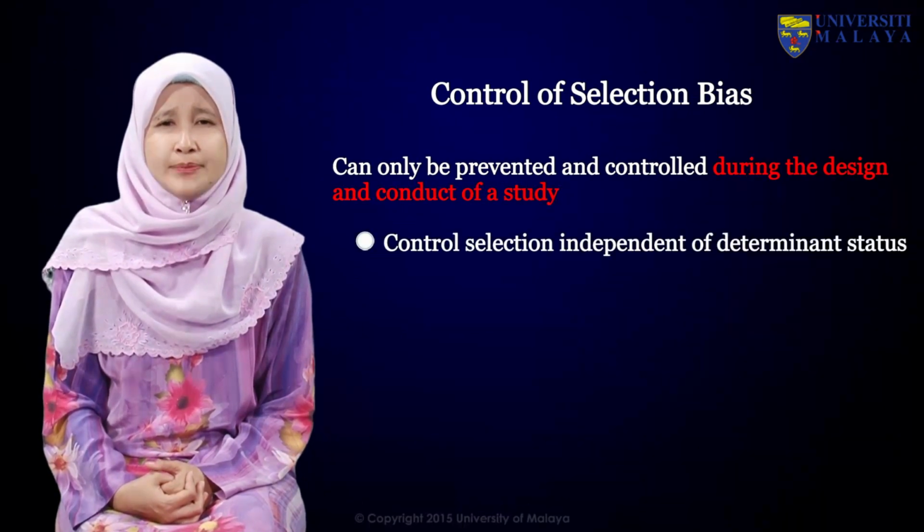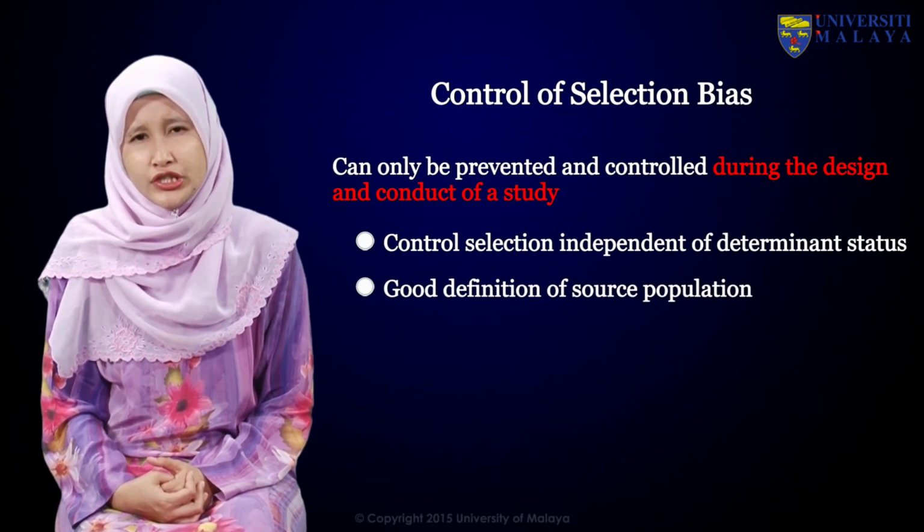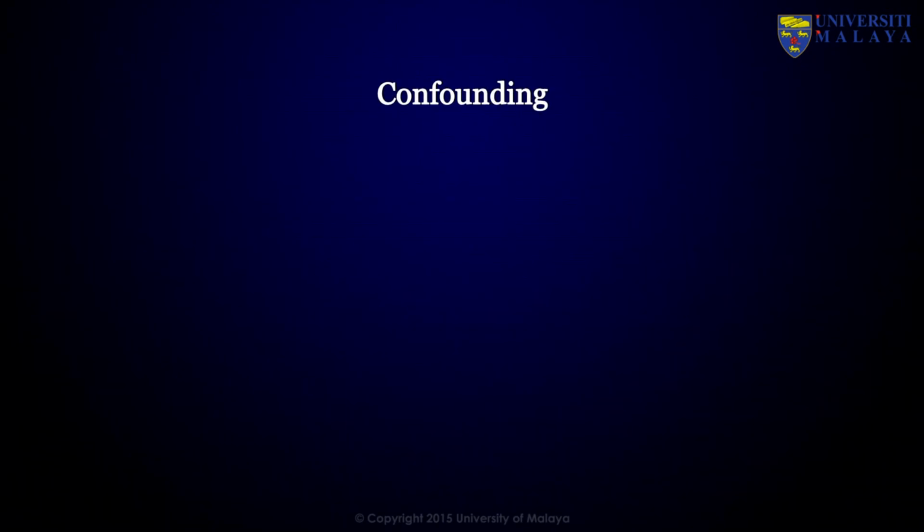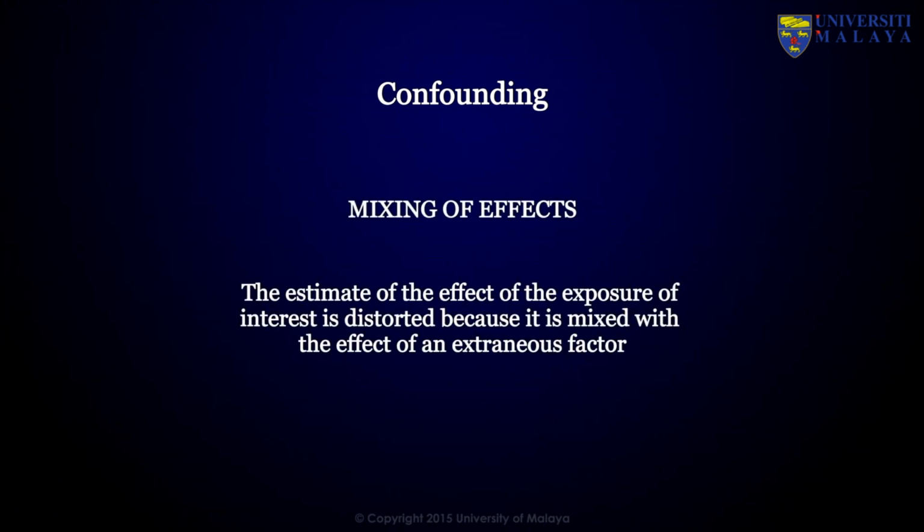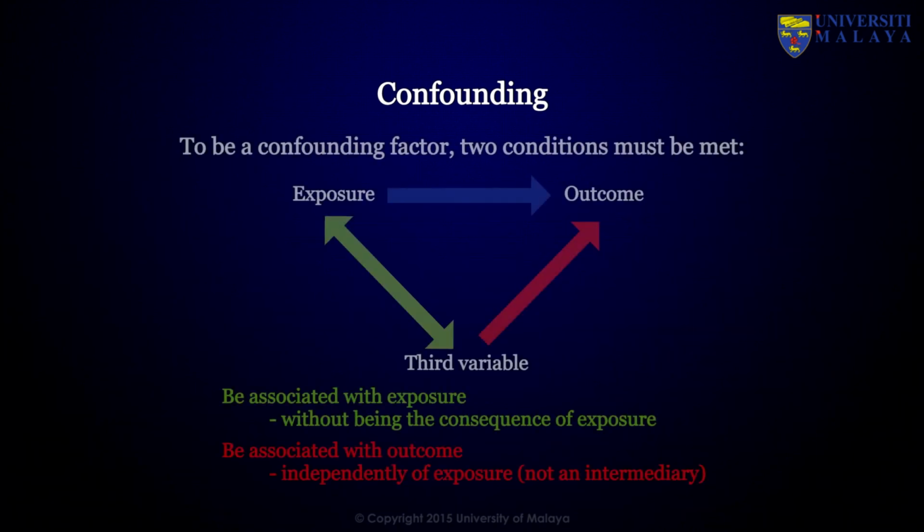Control selection independent of determinant status and good definition of source population. Next is confounding bias. Confounding is just a mixing of effect: the estimate of the effect of the exposure of interest is distorted because it is mixed with the effect of an external factor. To identify a confounding factor, we need to look at the relationship between the variables. To be a confounding factor, two conditions must be met.